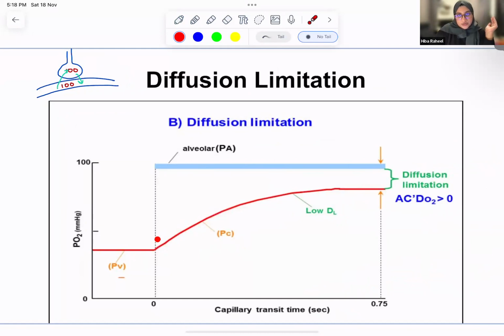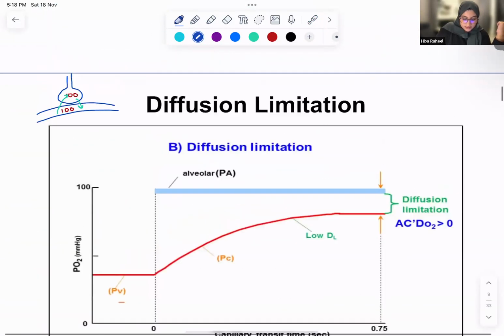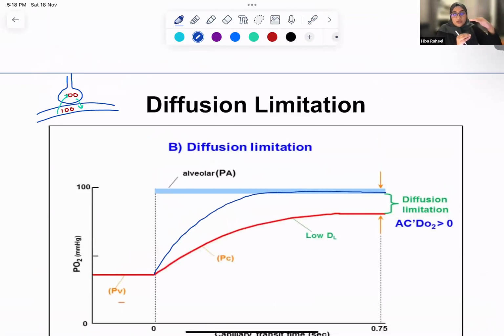As you can see, it's not up to the alveolar PO2. This is abnormal. Normally, what should have happened is that when the blood flows through the vein, and PV means pressure of oxygen in vein, okay? When it flows through the vein, it becomes a capillary. Over here, it's supposed to increase this way. So this is normal. This is what normally happens, okay? The concentration of oxygen increases in the capillary, and it becomes equal to the pressure of oxygen in the alveoli. But because there is some abnormality, that is not happening.